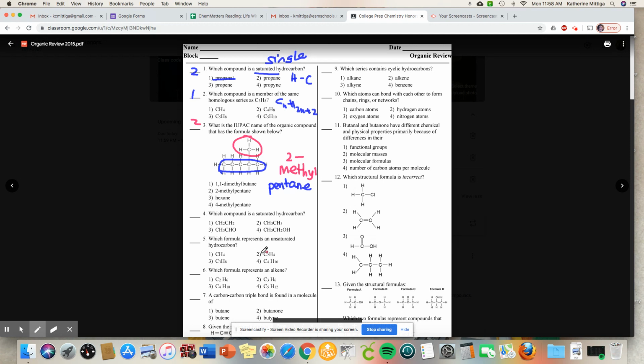Which compound is a saturated hydrocarbon? I see oxygen. That's not a hydrocarbon. So then maybe we should draw it: CH2, CH2, CH3, CH3, or we can just use our general formulas. CH2, CH2, that's C2H4. This is C2H6. Which of those has all single bonds? 2n plus 2. That's this one. It is CH3, CH3. Feel free to draw it if you'd like.